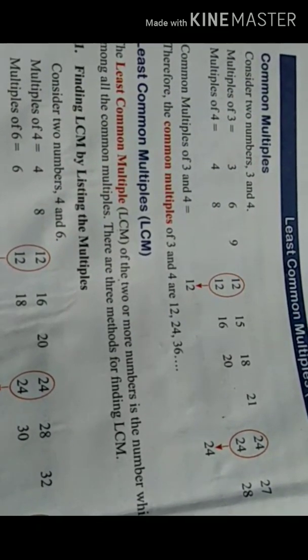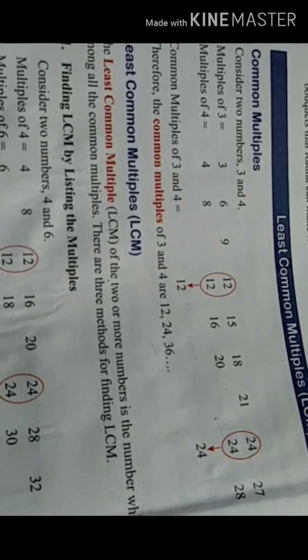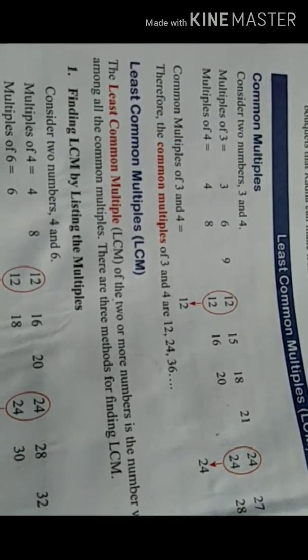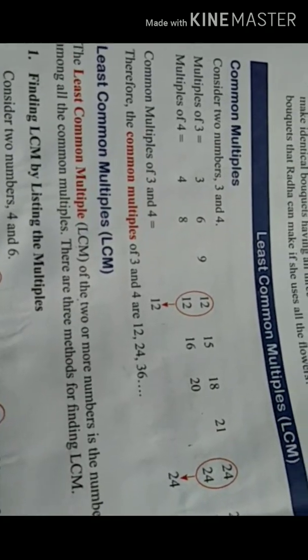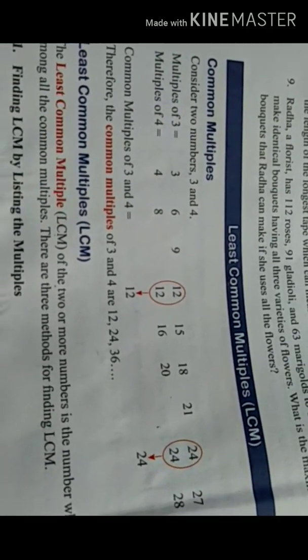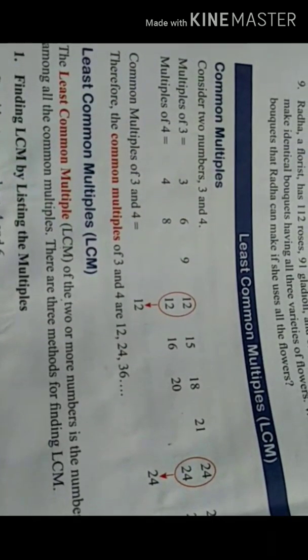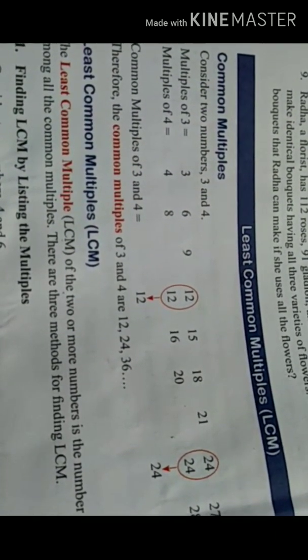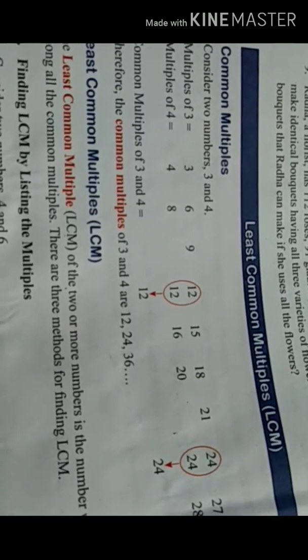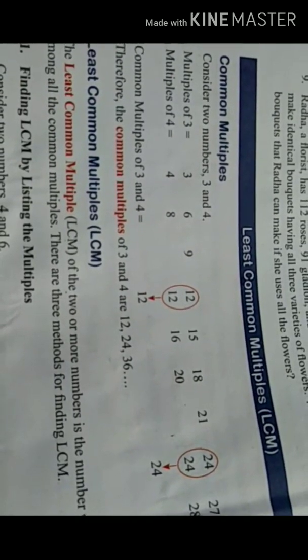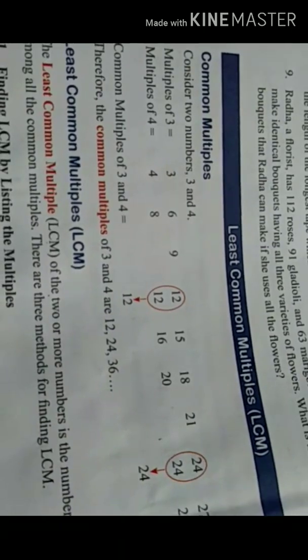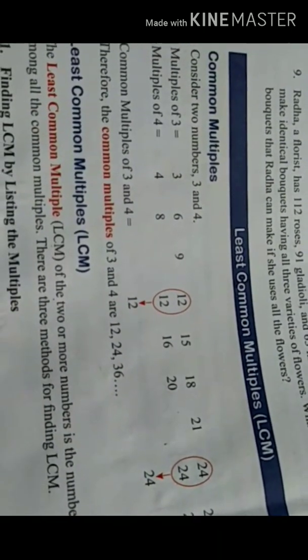Suppose you are given two numbers 3 and 4. You will write multiples of 3: 3, 6, 9, 12, 15, 18, 21, 24, 27. Then write multiples of 4: 4, 8, 12, 16, 20, 24, 28 and so on. Then the common multiples of 3 and 4 are 12, 24, 36 and so on. First of all, we will learn how to find the common multiples.